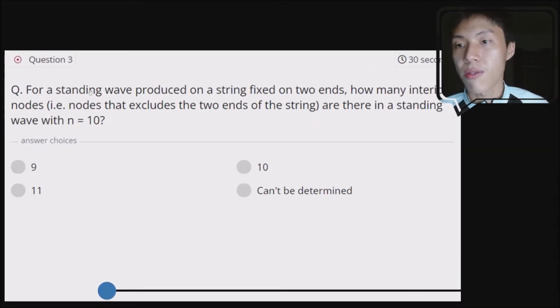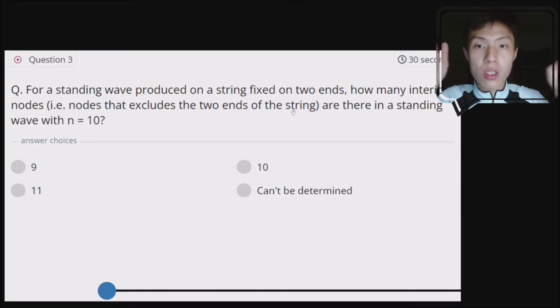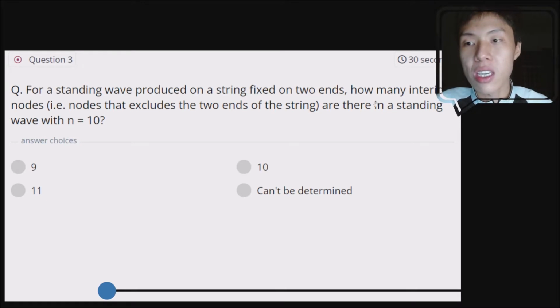Question 3 says that for a standing wave produced on a string, which is fixed at two ends, how many interior nodes? Interior nodes are nodes that exclude the two ends of the string. So it's what happened in between the two ends. How many interior nodes do you have in the standing wave with n equals 10? n equals 10 means that it's the 10th harmonic for this standing wave produced on a string. So if you are having a 10th harmonic on a string, how many interior nodes do you have?